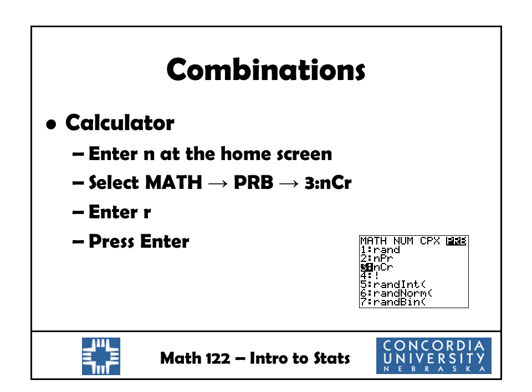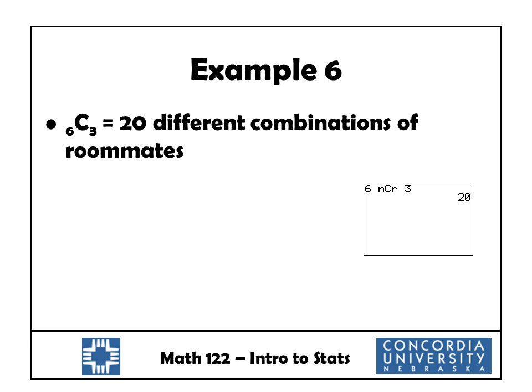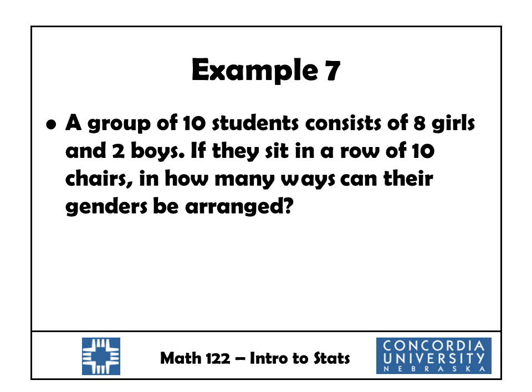Okay. Again, this formula is built into our calculator. You enter n at the home screen, you select Math PRB, then option 3, enter r, and then press Enter again. Okay. So in this problem, it would be 6C3 because we are selecting 3 friends from our group of 6 and the order is not important. You see the calculator command there, and that is 20.